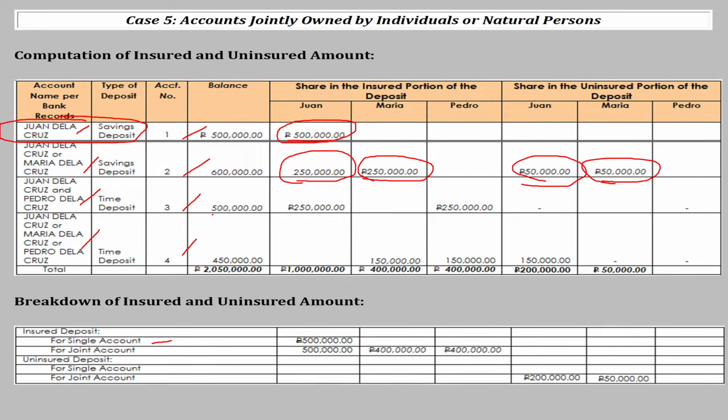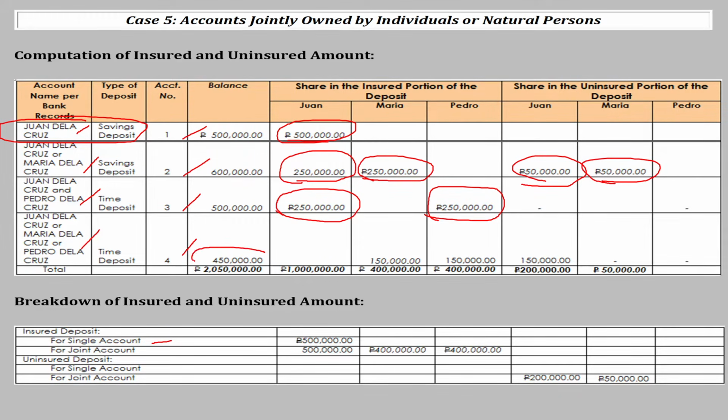So another 500,000 deposit. Okay? So the PDIC insures 500,000 pesos only. Okay? So therefore, covered siya ng insurance na 500,000 pesos. So tig 250,000 pesos sila ni Pedro. Si Juan and Pedro tig 250k.